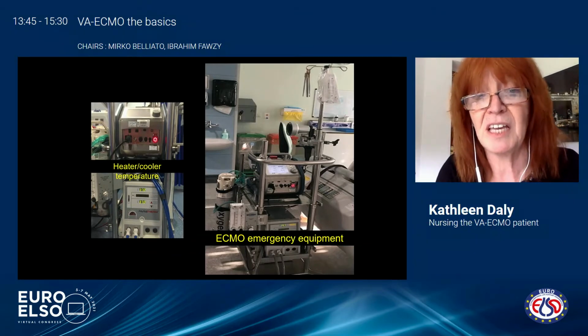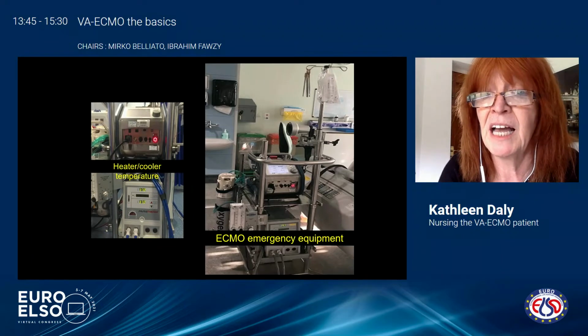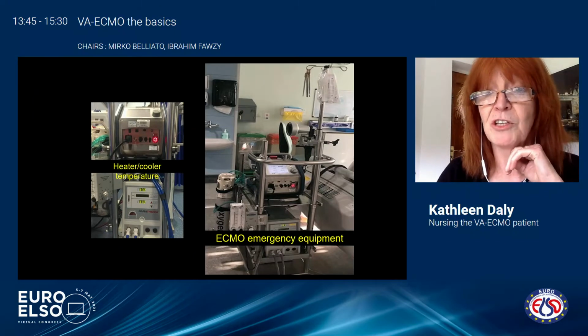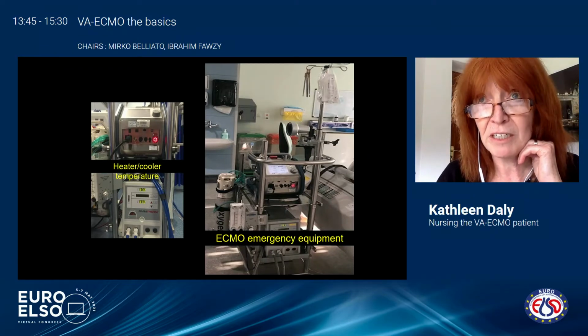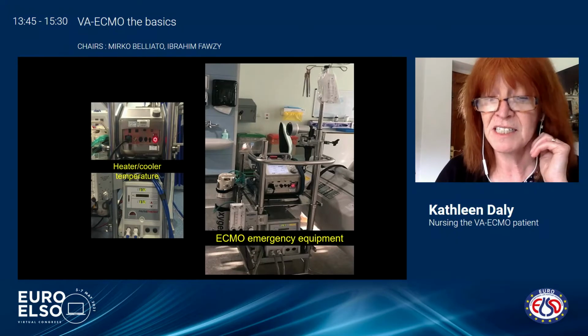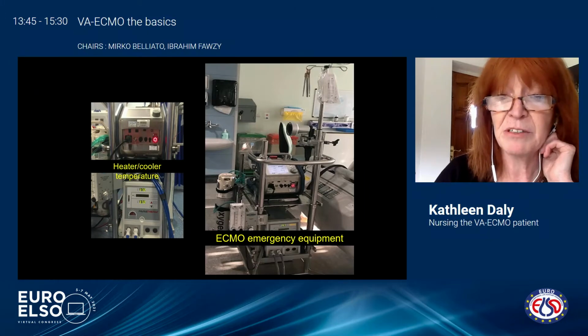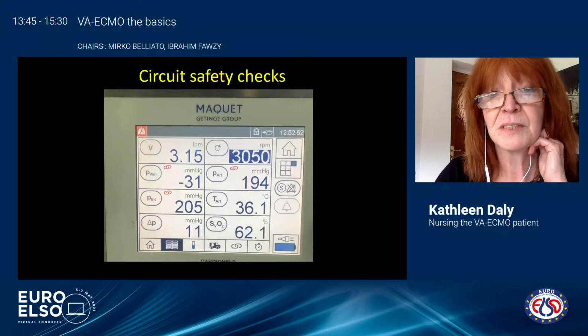We need to check our heater cooler, that it's on, that it's set to the right temperature. And then most importantly, we want to look at our safety equipment, our emergency equipment. So our syringes for de-airing, our clamps. Importantly, have we got a hand crank available and is it in the right position? Have we got a spare and full oxygen cylinder? So that if there is an ECMO circuit emergency, we're readily able to deal with it.